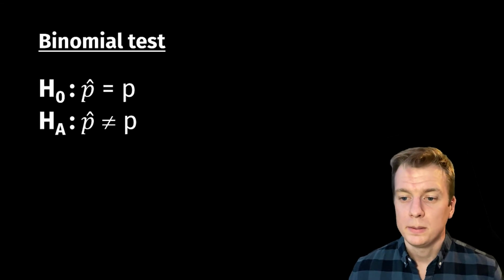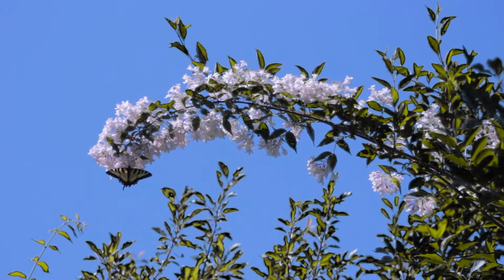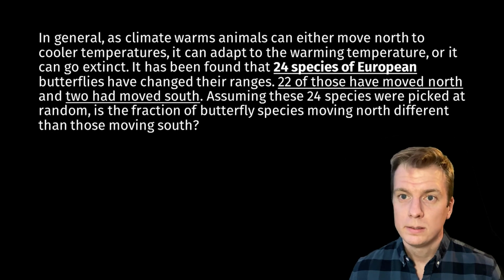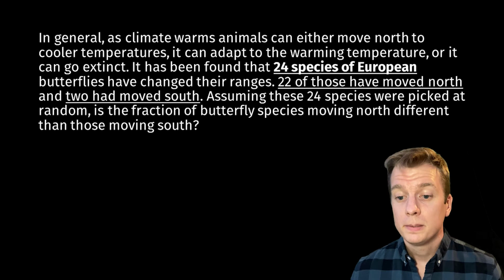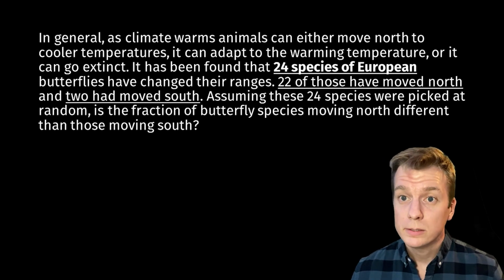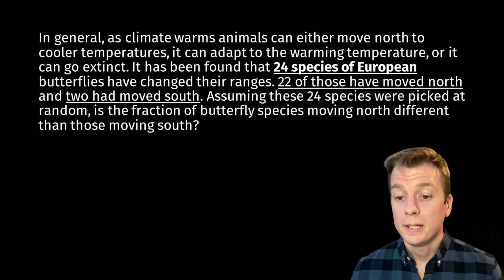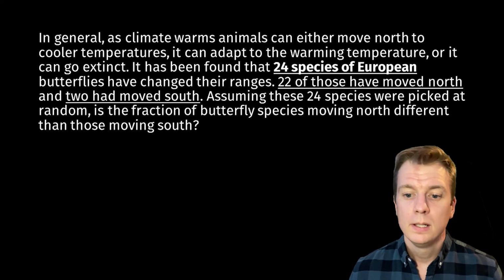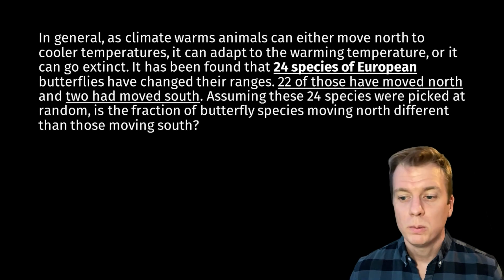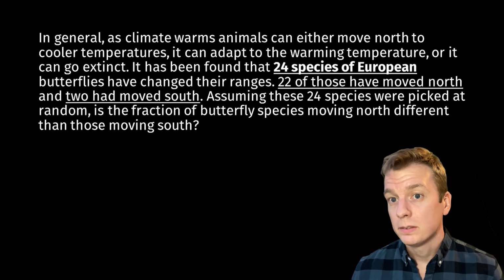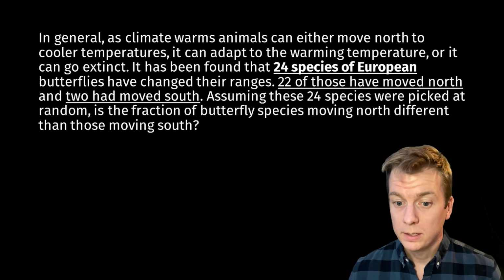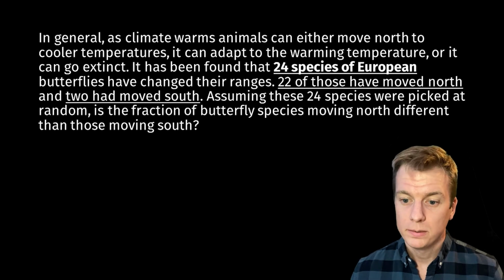Let's work through an example about the migration of butterflies and the impact of global climate change on that migration. In general, as climate warms, animals can either move north to cooler temperatures, or they can adapt to warming temperatures, or they can go extinct. It has been found that 24 species of European butterflies have changed their ranges. 22 of those have moved north, and 2 have moved south.